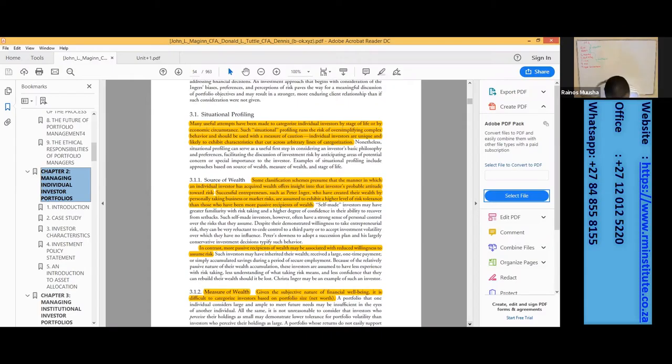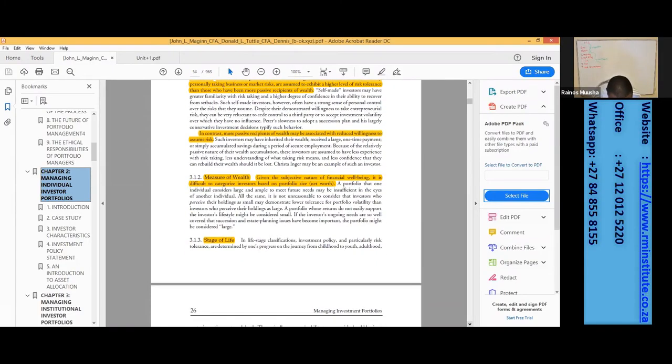The next one is measure of wealth. And here they say, given the subjective nature of financial well-being, it is difficult to categorize investors based on portfolio size. A portfolio that one individual considers large and able to meet future needs may be insufficient in the eyes of another individual. All the same, it is not unreasonable to consider that investors who perceive their holdings as small may demonstrate lower tolerance for portfolio volatility than those investors who perceive their holdings to be large.